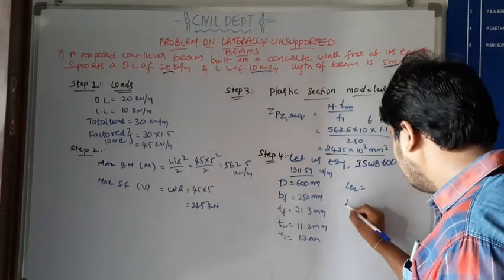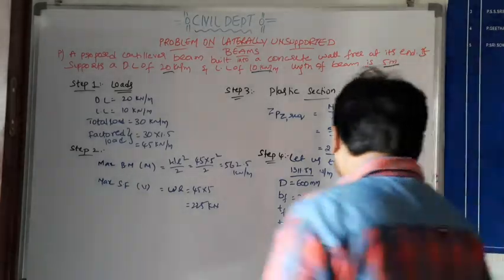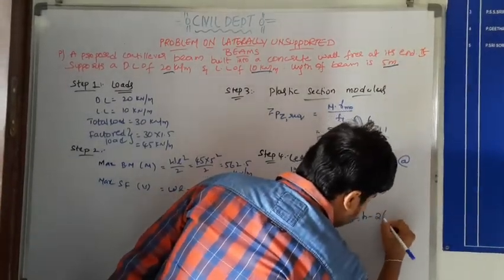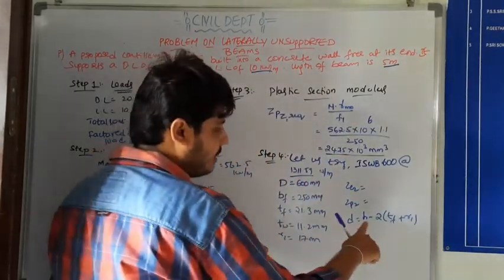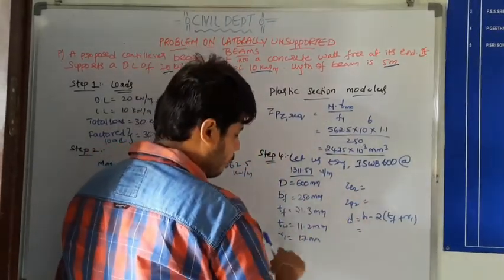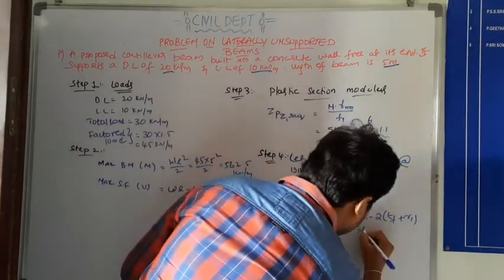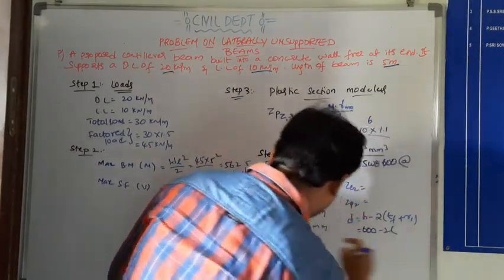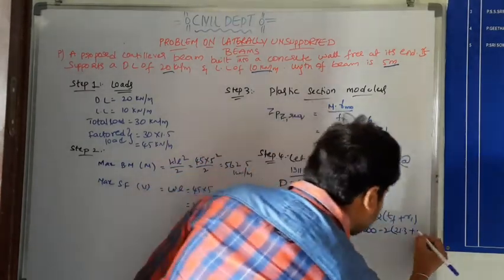ZZ, ZPZ, D. Here the formula for D is H minus 2 into TF plus R1. Already we know H means height. So we will get the value of 600 minus 2 into TF 21.3 plus R1 17.